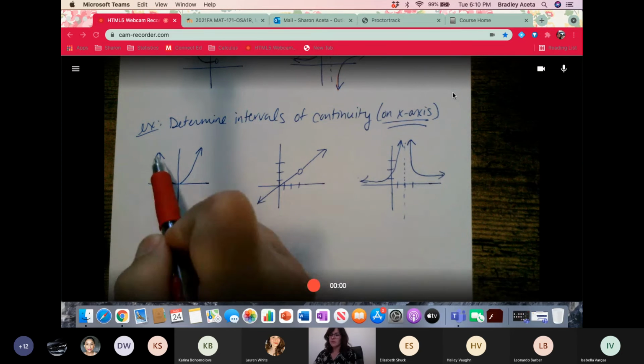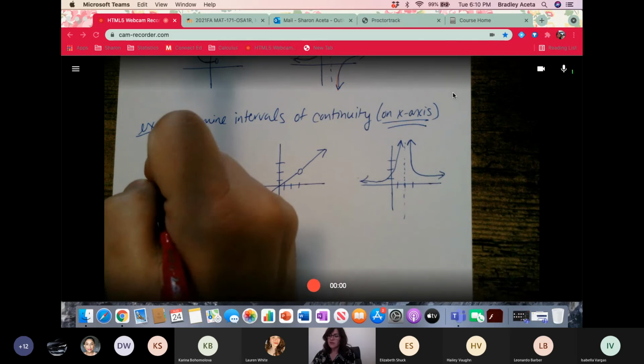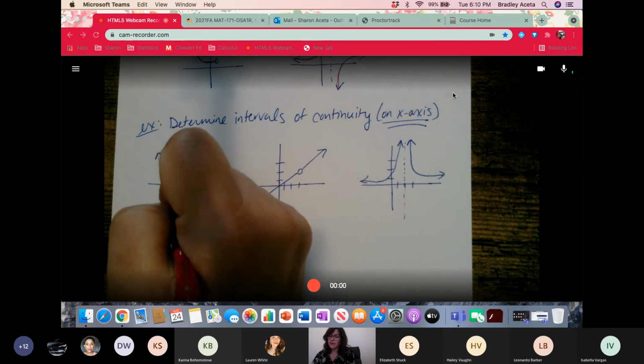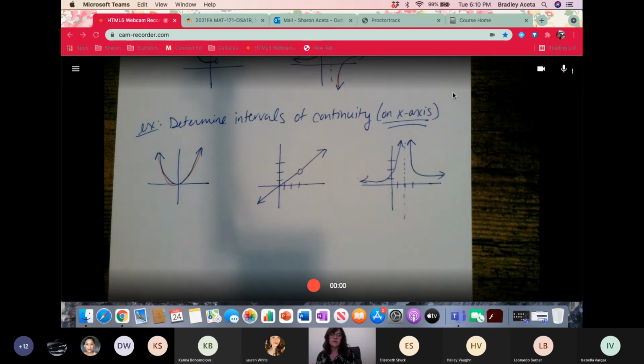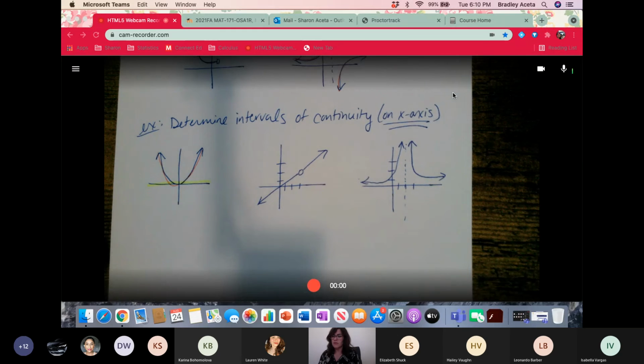So this parabola, we talked about that before, is if I start on the left, I can keep going. I have no problem tracing it whatsoever. There's no jumps, there's no holes. I never have to lift my pencil. So along the x-axis, I have no problems whatsoever. My continuity is from negative infinity to infinity. I'm totally fine. It's continuous the whole entire time along the x-axis.